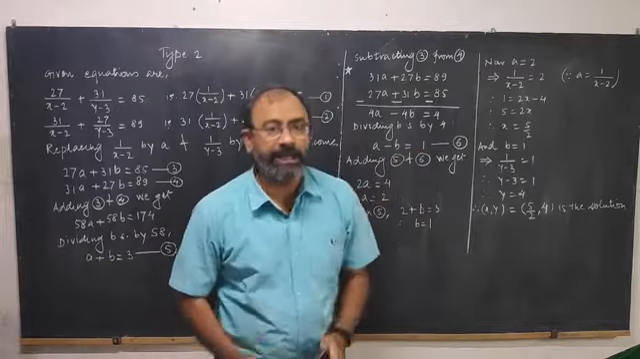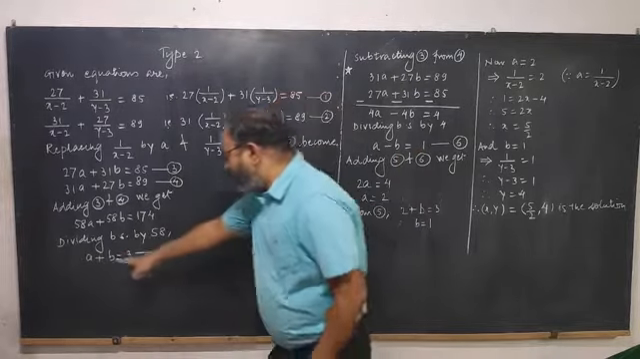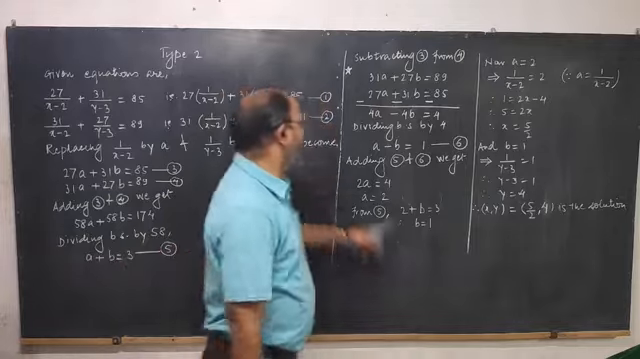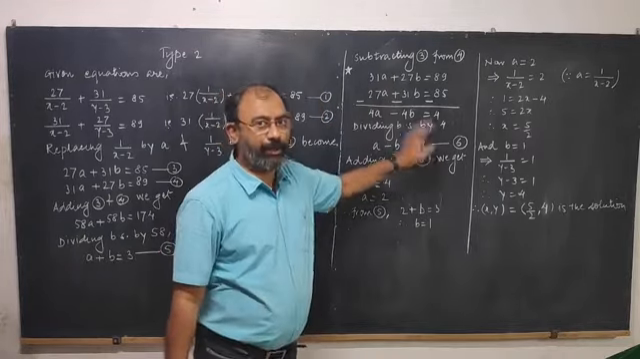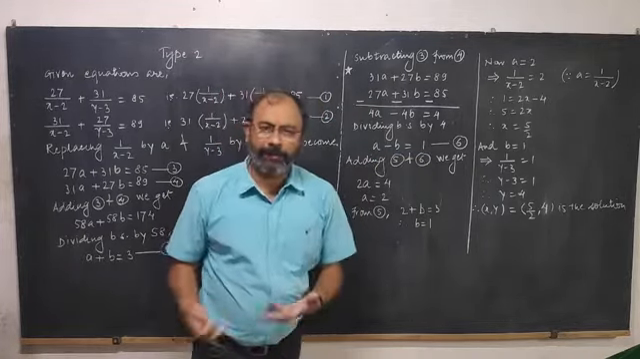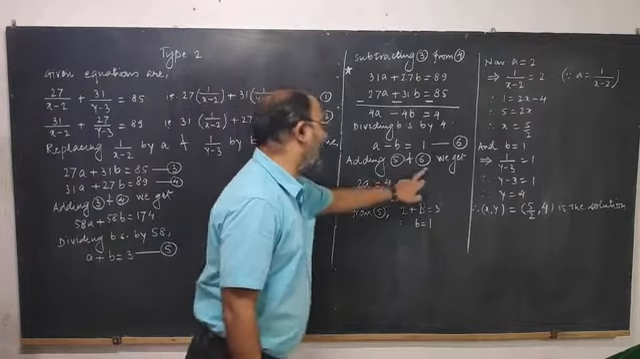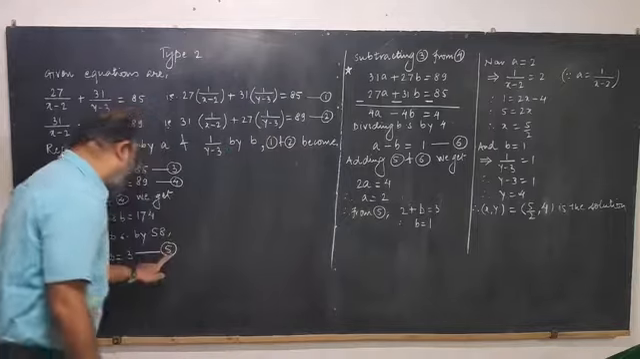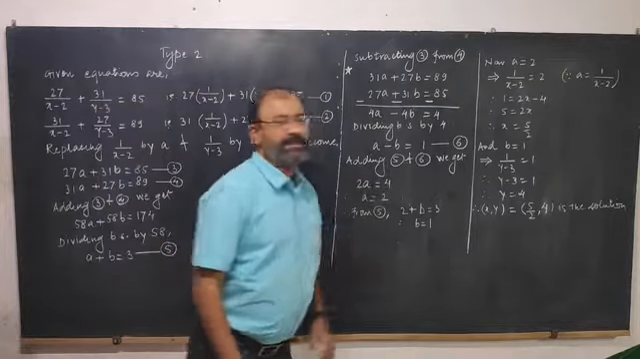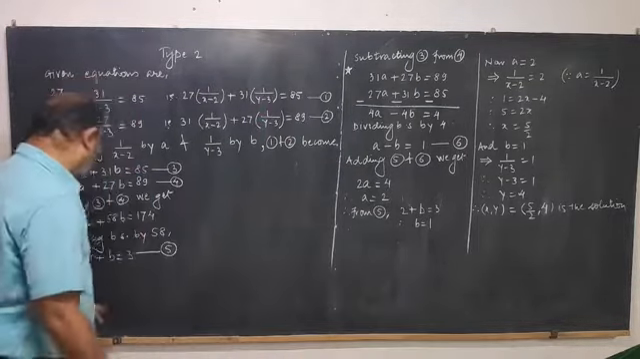So now we have obtained very simple equations. One is a plus b is equal to 3. Another is a minus b is equal to 1. Now these two are very simple equations. You can orally solve them. So let us add these two equations, equation number 5 and equation number 6. I am adding them directly.